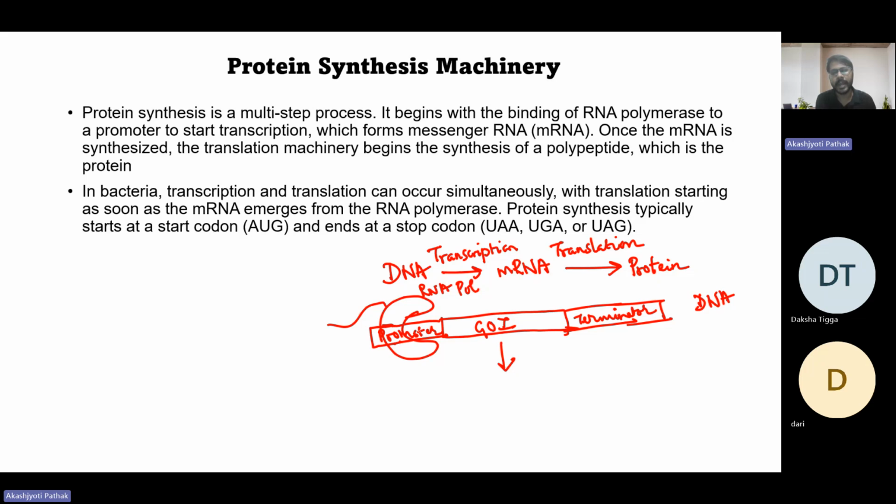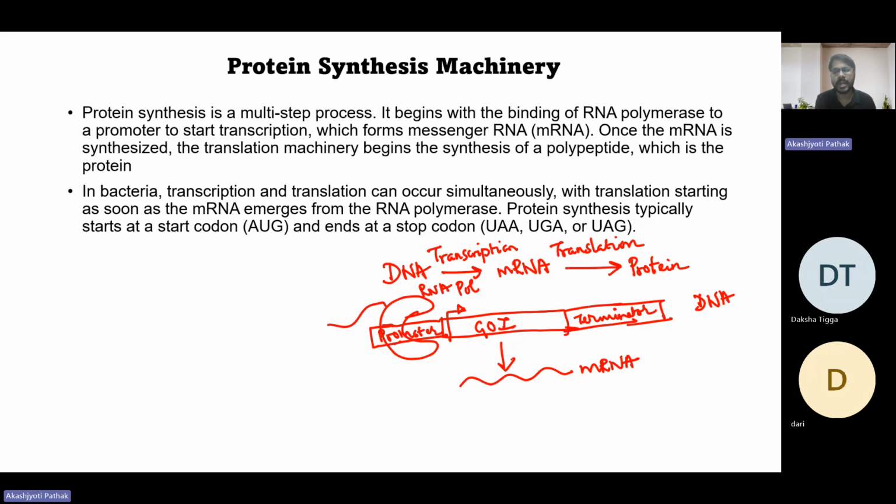This RNA polymerase will bind to the promoter, and once it has recognized the promoter, there will be a transcriptional start site. At the transcriptional start site, your DNA will get transcribed to mRNA, right? And then what will happen? Once the RNA polymerase has reached the terminator sequence of the DNA, it will fall off from the DNA sequence. So it will get removed from this DNA.